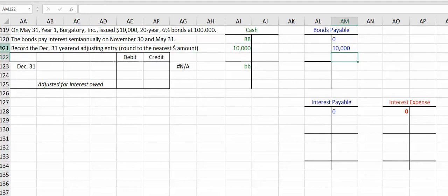As far as the next date, let me put the dates in here, May 31. The next date we're going to have to worry about is 11/30, November 30th. And that is the date at which we have to make our first interest payment. It is half a year's worth of interest because that's the deal. We have to pay every November 30th and May 31.